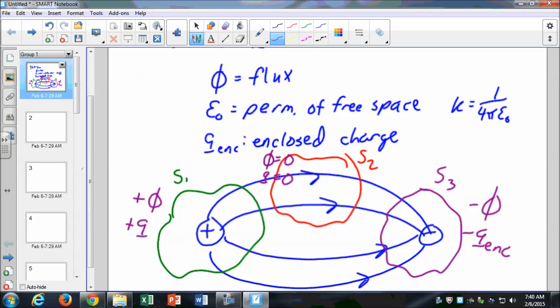So this can be really useful if you're trying to figure out what is the charge within a certain region, because you just measure the fields around it and calculate the flux, and then you can find the charge enclosed.